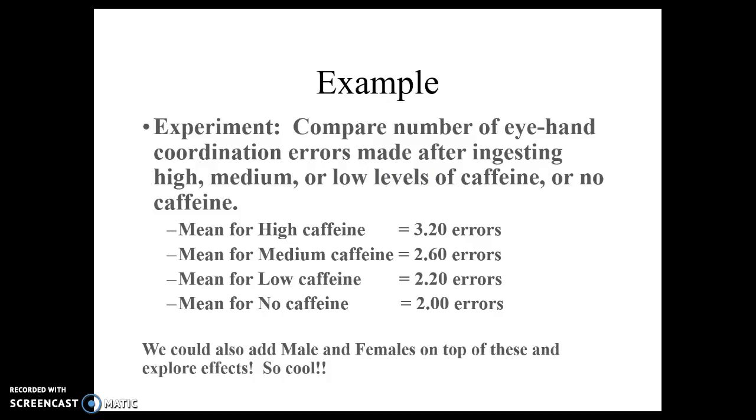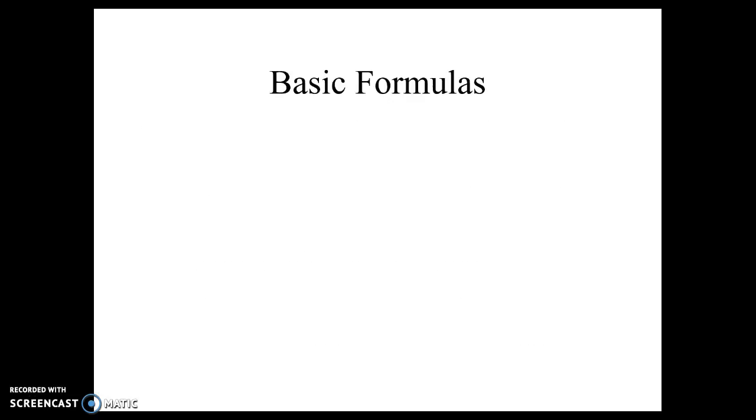And P.S., we can also factor this by male and female. So we can add male and female on top of that. We would now have 8 groups. So female high caffeine, male high caffeine, and continue all of that. ANOVA is amazing, you can do so much.